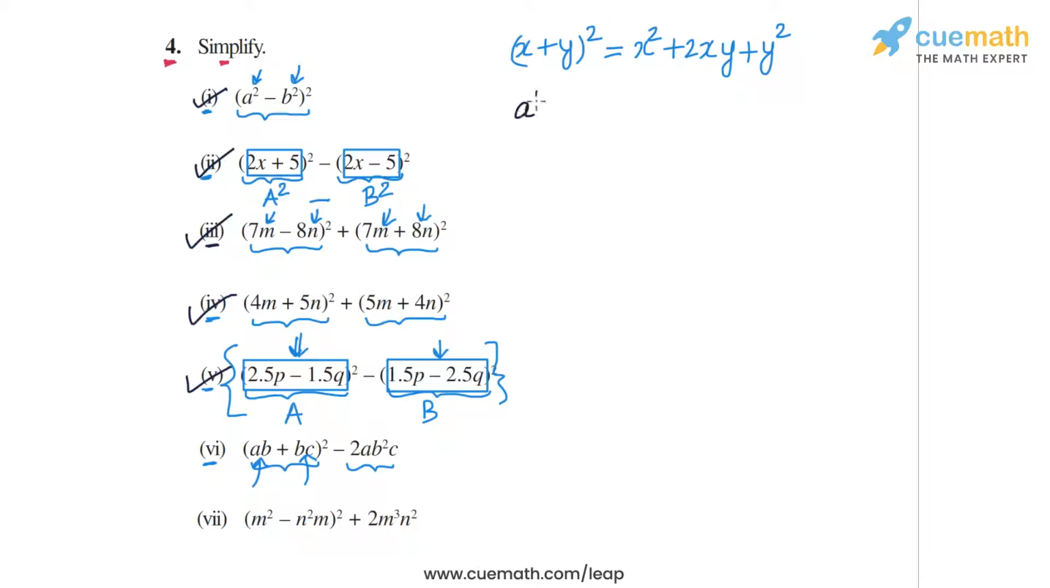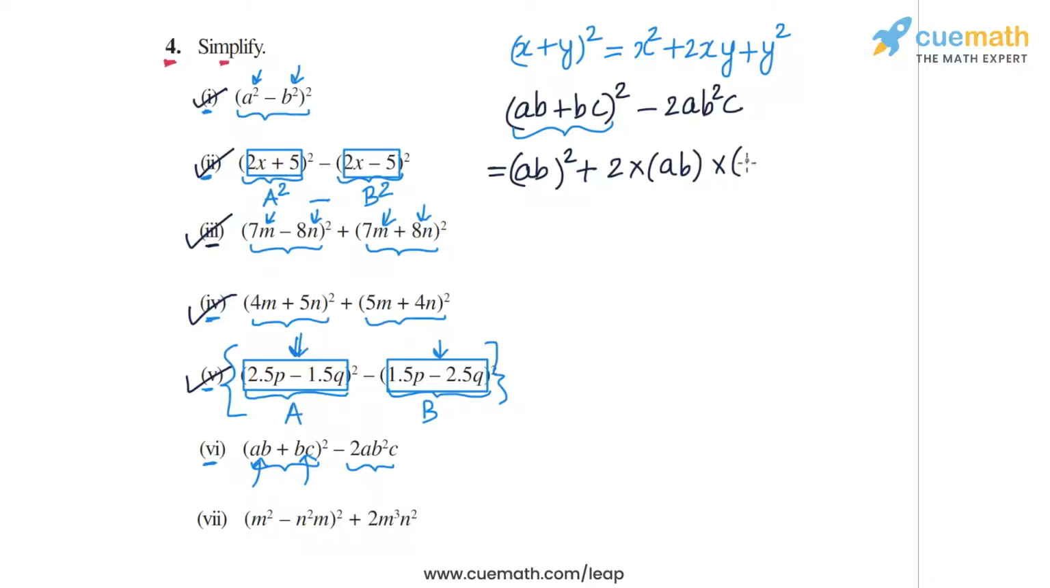So let's do that. We have ab plus bc whole square, and then we have minus 2ab square c. So let's expand this part using the identity that we discussed. So we will get ab whole square, which is x square, plus 2xy, or 2 into ab into bc, and then we will get y square or bc square, and then we will have the second part, minus 2ab square c.